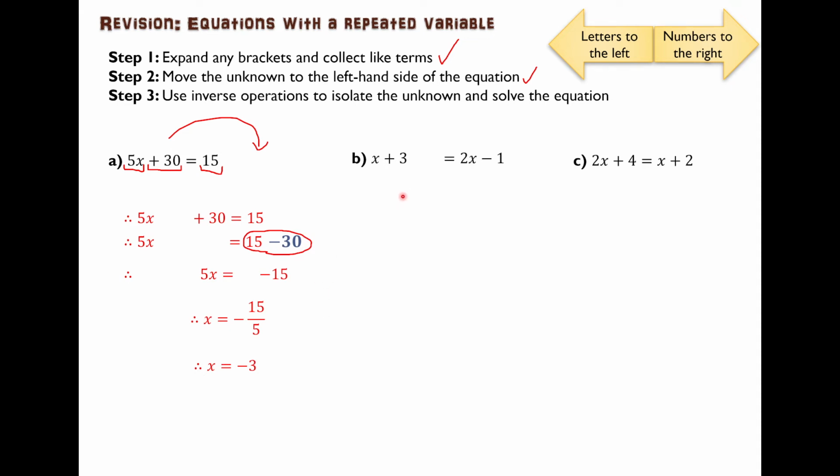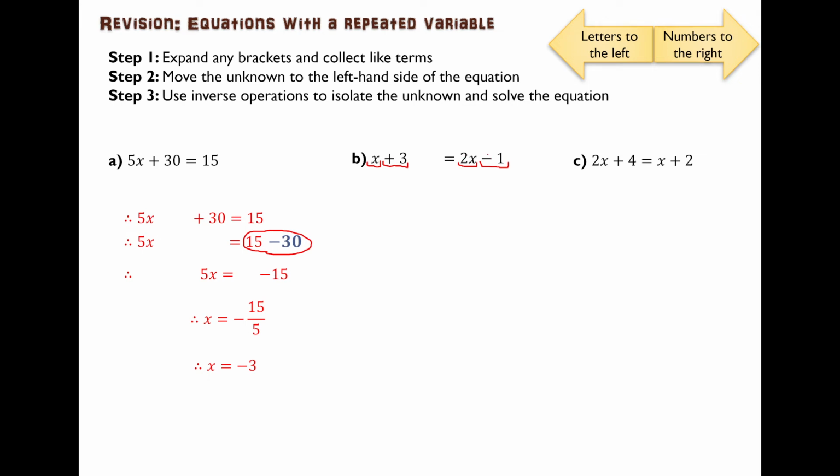All right, let's try another one. Let's go back and look at how many terms we have. Expand any brackets. I don't have any brackets, so I don't need to do that. Let's move all of our letter terms to the left and number terms to the right. There's a term, there's a term, there's a term, and there's a term. 4 terms: x, positive 3, 2x, and negative 1.